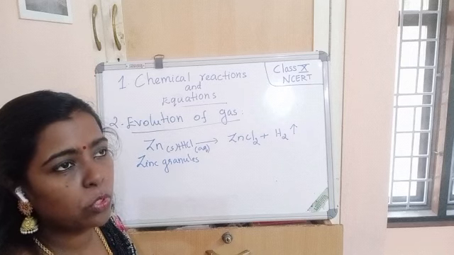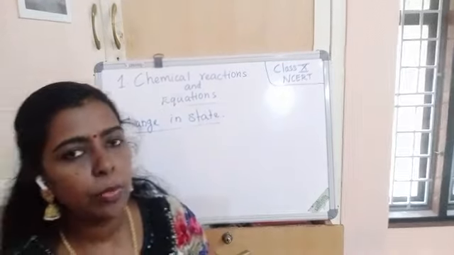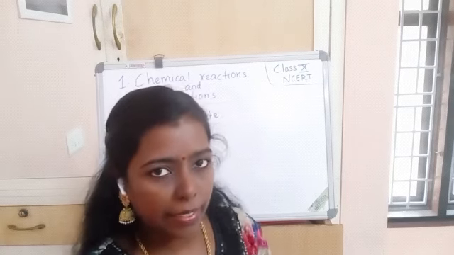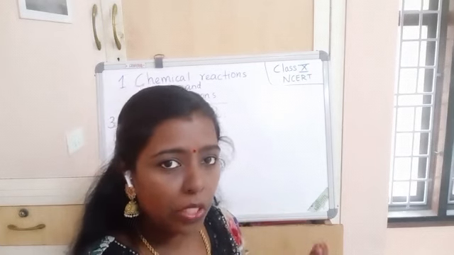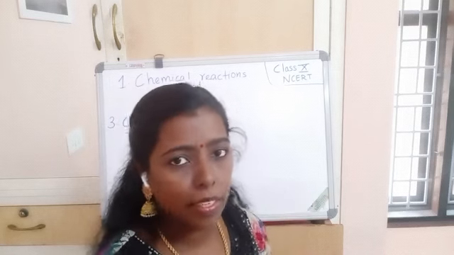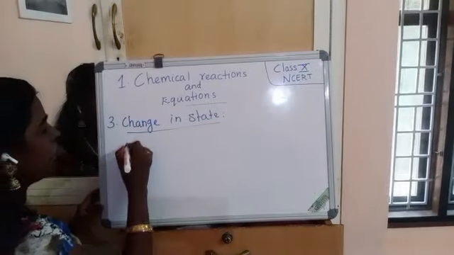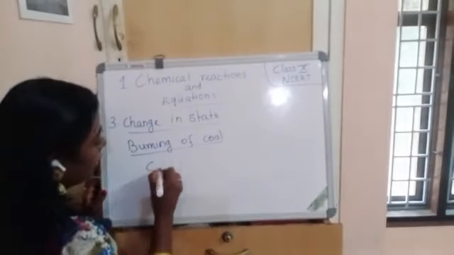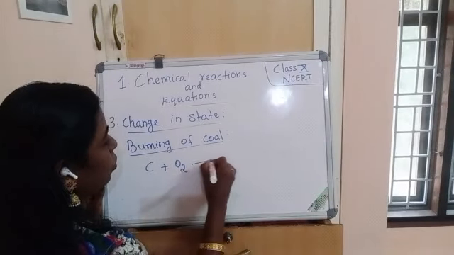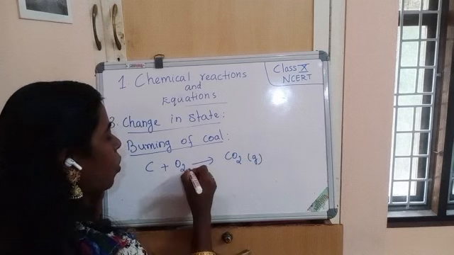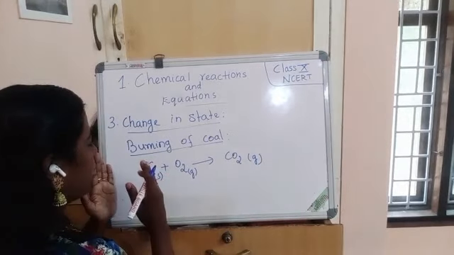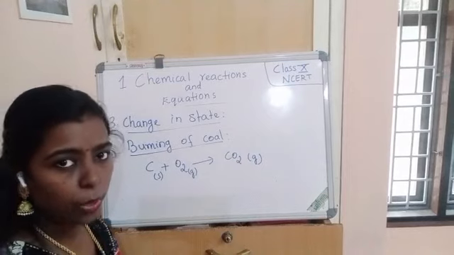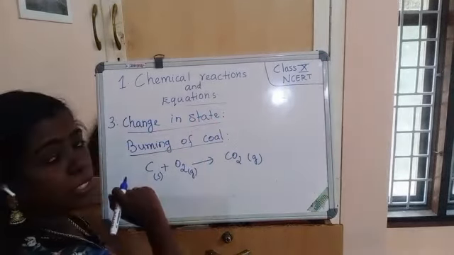Then another way is change in state. Some substances can change from solid to liquid or liquid to solid. In chemical reactions, the reactant reacts to form a new product which is entirely different from the reactant. In some cases, the reactant state is converted into another state in the product. For example, burning of coal. Coal is a solid form of carbon. This carbon reacts with oxygen to form carbon dioxide. Carbon dioxide is a gas, oxygen is a gas, but carbon is solid. Here, solid is converted into gas. Solid carbon reacts with gaseous oxygen to form gaseous carbon dioxide. So there is some kind of change in their states.